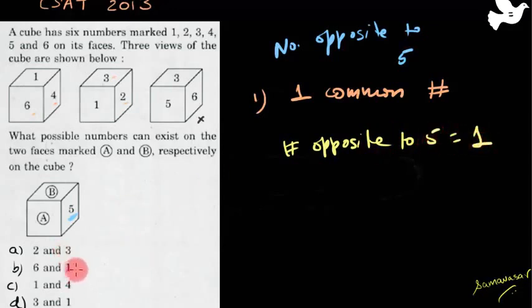Now if you see the answer choices here, obviously A and B are not opposite to 5, you can see that. And in all the answer choices, these three, you've been given 1, which we have found out is opposite to 5. So these three cannot be the correct answer choices. And the correct answer choice is this, 2 and 3.